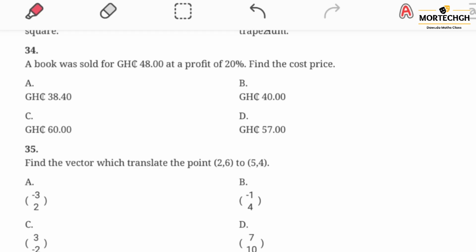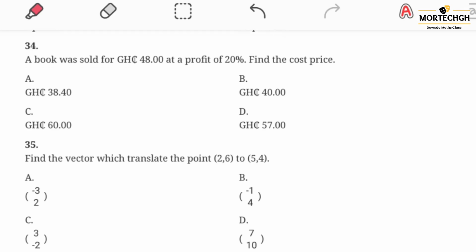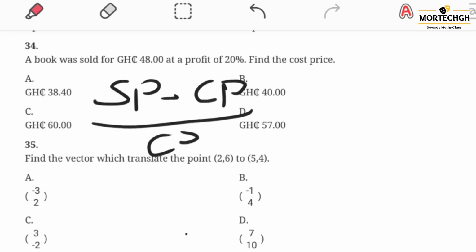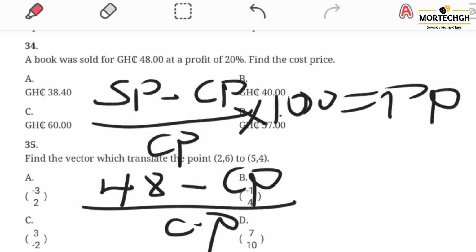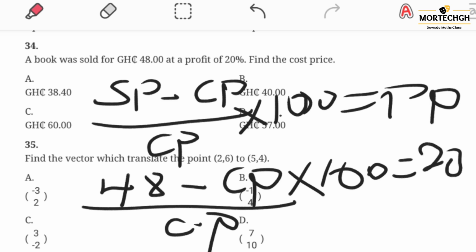A book was sold for 48 Ghana cedis at a profit of 20%. Find the cost price. We have profit percentage equal to the selling price minus the cost price, all over cost price, times 100. Now we have been given the selling price, which is 48 Ghana cedis, and we are asked to find the cost price. So cost price times 100, and we have been given the profit percentage, which is equal to 20.